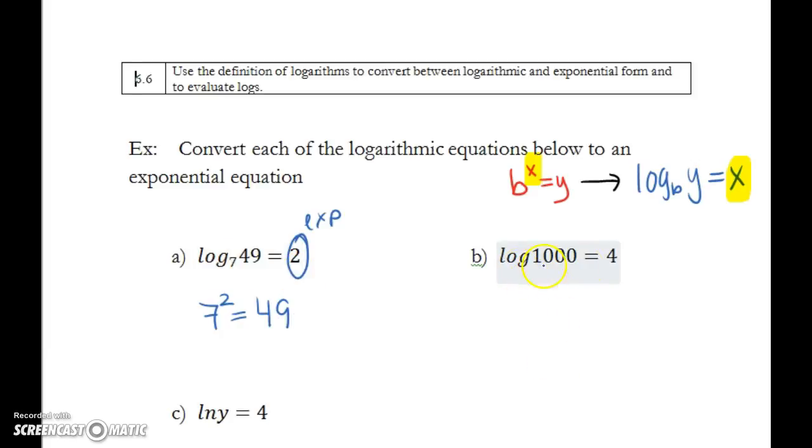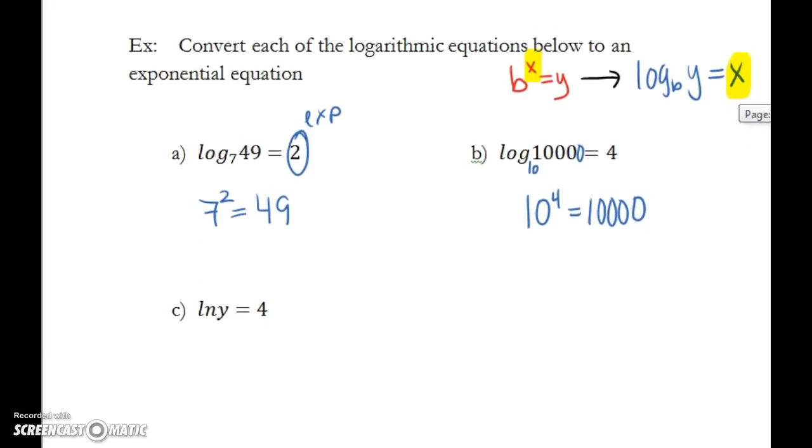Our second example has no base. Or rather, the base is not written. So if the base is not written, it is implied always to be 10. So this particular example would be 10 to the 4th equals 1,000. Actually, that's not correct. It should be 10,000. That makes it more mathematically correct.